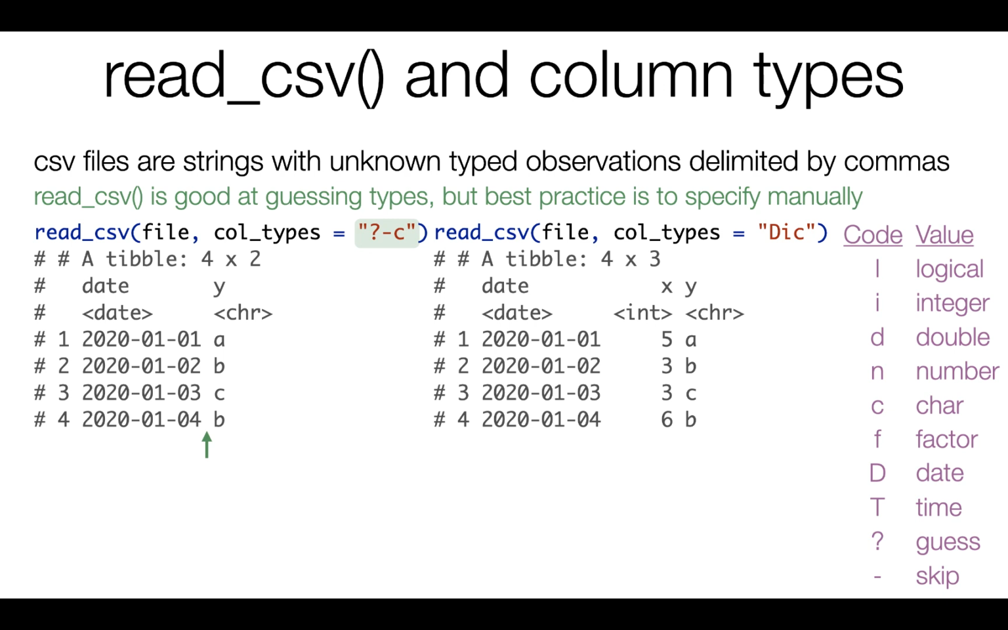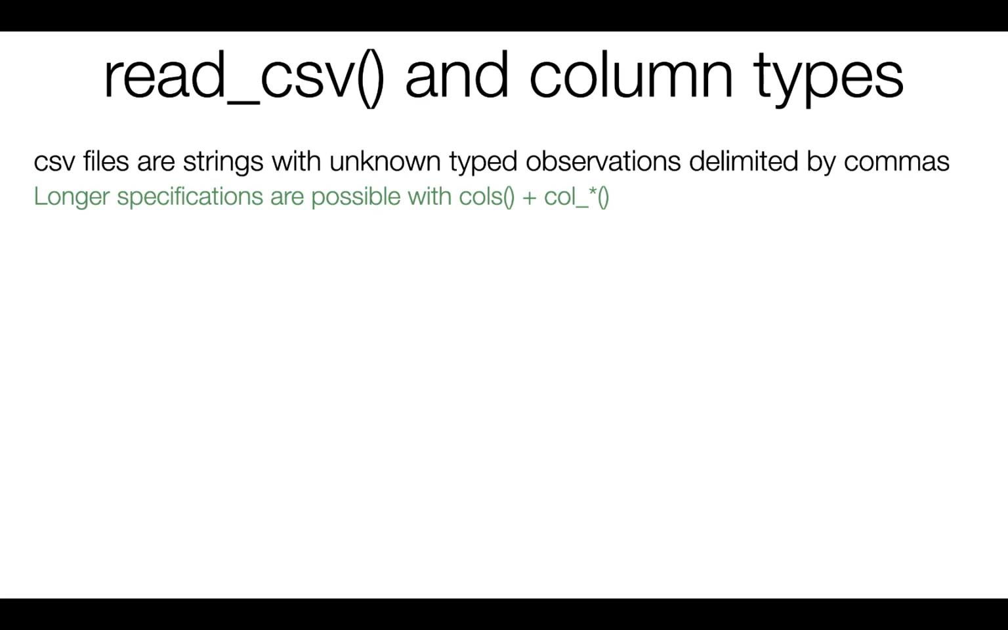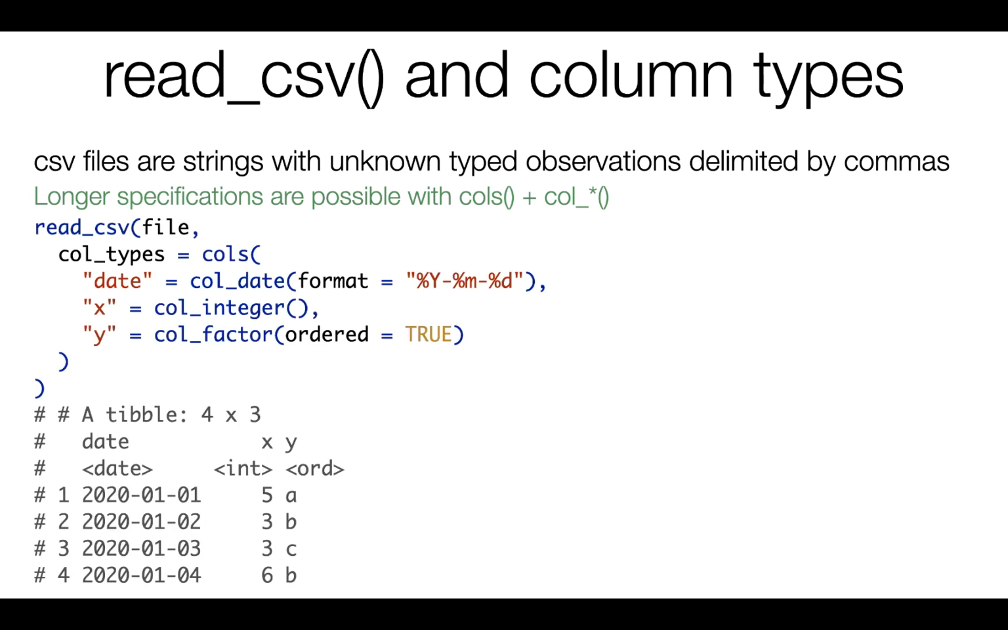Now, if we want to have longer specifications, it's possible to put in longer specifications, and there's a reason why we may want to do that. We do that with the cols function followed by a number of column specifications, okay? Here's an example. I'll use read_csv, the same file, but now I give a significantly longer syntax of the column types. Why did I do that? Well, in this case, it's not actually necessary.